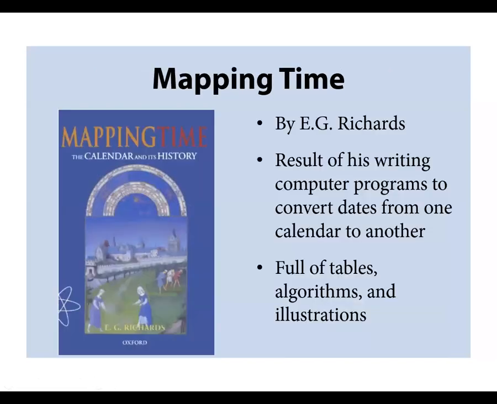I mentioned earlier, I took one of the charts out of Mapping Time, the Calendar and Its History by E.G. Richards. Interestingly enough, this individual got interested in time and calendars as a result of his writing computer programs to convert dates from one calendar to another. The deeper he dug in trying to figure out what he needed to do for the program to convert the dates, the more obsessed he became about the calendars. It is full of tables and algorithms and illustrations. He has so much math in here that if you wanted to, you could become a scholar on how to convert calendars.